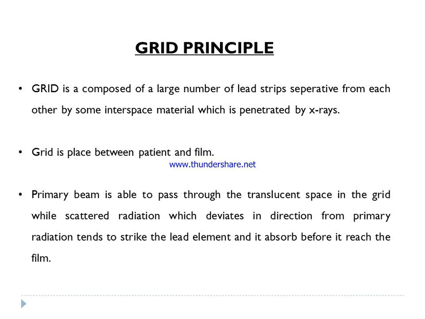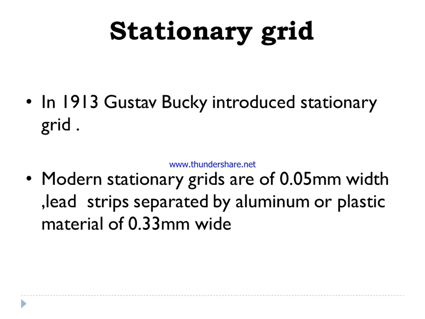A primary beam is able to pass through the translucent space in a grid, while scatter radiation, which deviates in direction from primary radiation, tends to strike the lead element and is absorbed before it reaches the film. The grid was introduced in 1930 by Gustav Bucky. Bucky introduced the stationary grid.